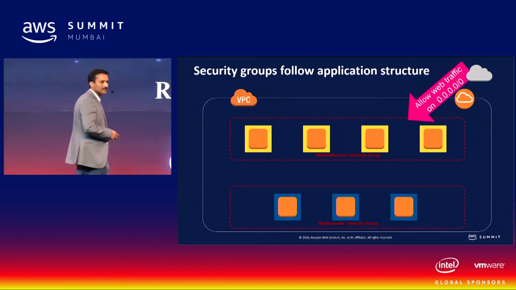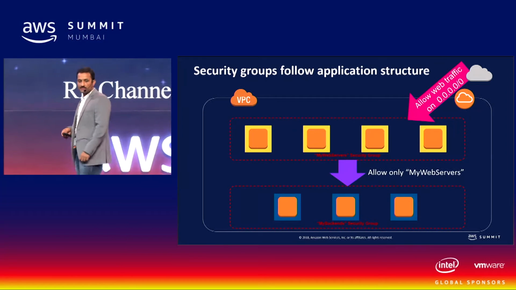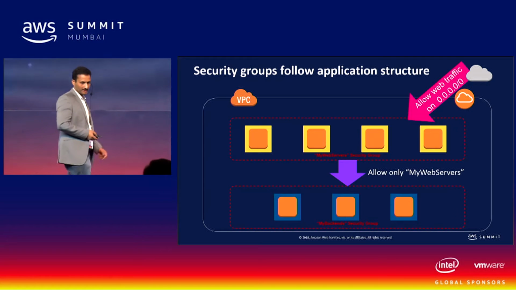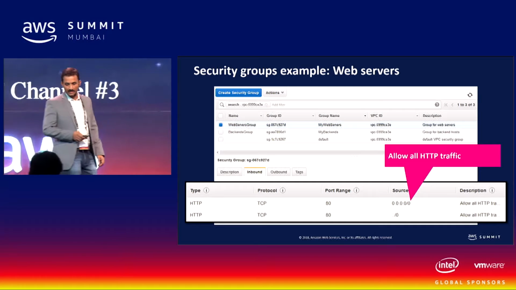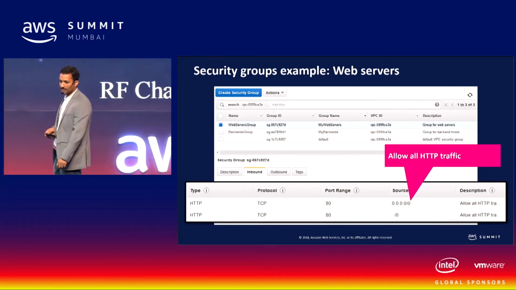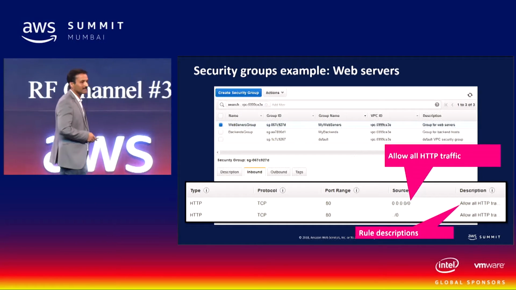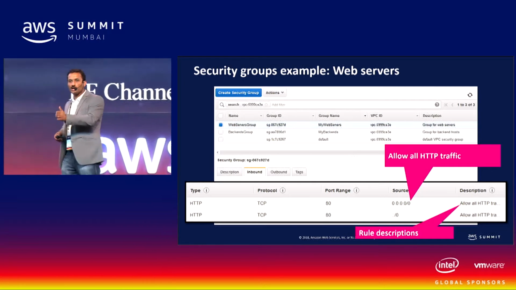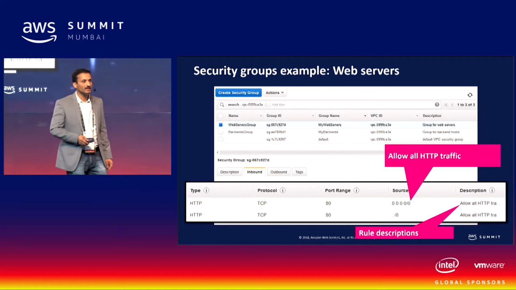On the web server, you say allow traffic from anywhere on the internet on port 80. And on the application server, you say allow traffic from just the web server, right? Not from the internet, right? And when you look at the console, you would see something like this, right? Where it says allow traffic from all IP addresses on port 80 or HTTP, right? And then you can also put a rule description there, so that later down the line, if you want to audit your environment, you should be able to identify why this security group rule was put in, right? So it's a good idea to keep a description for every rule you put in.